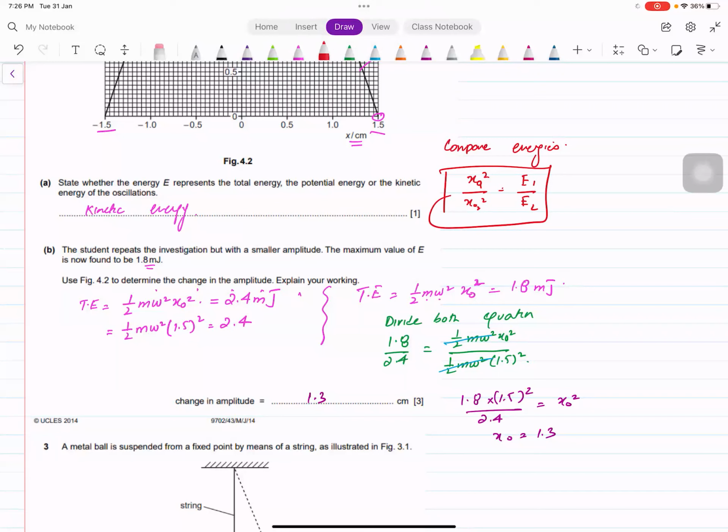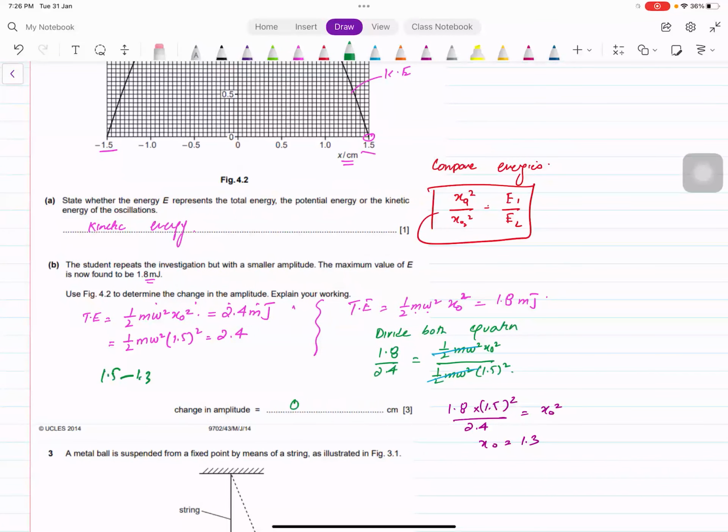So don't we do the change in amplitude, so it will be final minus the initial? No, why? Because the question asks for change in amplitude. Oh, yeah, sorry, my bad. So it's 1.3, then 2 point, what was that? 1.5. I didn't see that. 1.5 minus 1.3, so it should be 0.2. That's it, right? Is that clear? It says 0.20, right? Yeah, 0.20, sorry. All right. Is it clear, everyone? Any questions now?